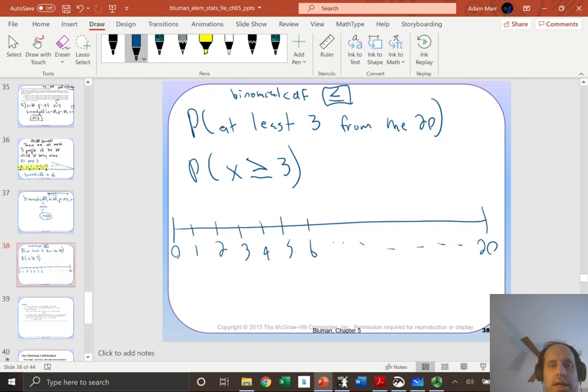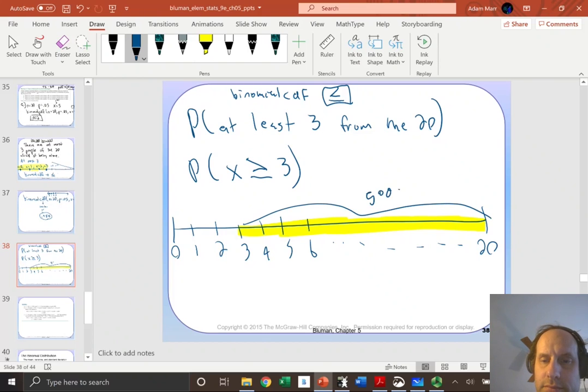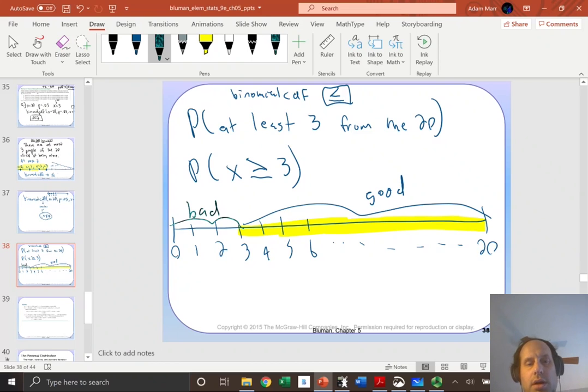So right here, what do we want? Well, the yellow right here is the good in this case. So we do want all this stuff right here. Let's call this the good, and let's call this part right here the bad. This is what we don't want. We do want 3, 4, 5, 6, 7, 8, 9, 10. Now, if we did PDF, this would take forever, right? Binomial PDF 3, Binomial PDF 4, etc. So it only makes sense to do Binomial CDF right here.